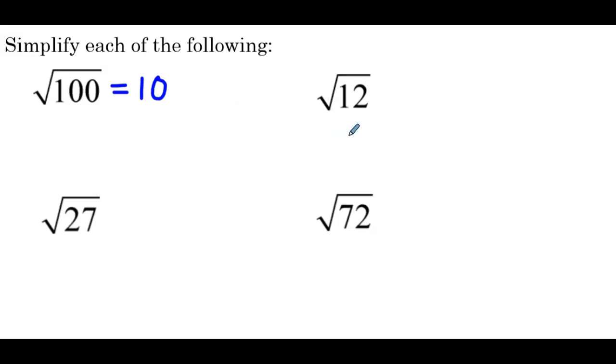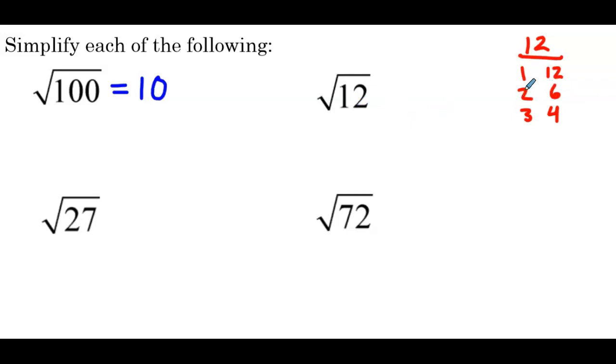So now looking at the square root of 12, 12 is not a perfect square. So how can we simplify this further? The first thing I would do is list out the factor pairs of 12. So that's 1 times 12, 2 times 6, 3 times 4. And then we're going to go through these factor pairs and find the factor pair that contains the largest perfect square. So 1 and 12, 1 is a perfect square, but that doesn't help us break down 12 any further.